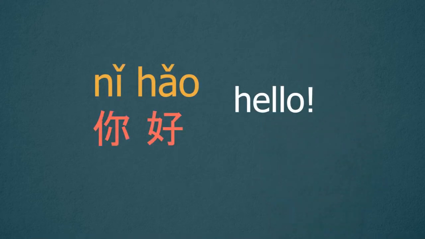Let's learn how to say hello in Mandarin. 你好. One more time. 你好. 好 means good or nice. So 你好 means you good. And actually the meaning is hello. 你好.